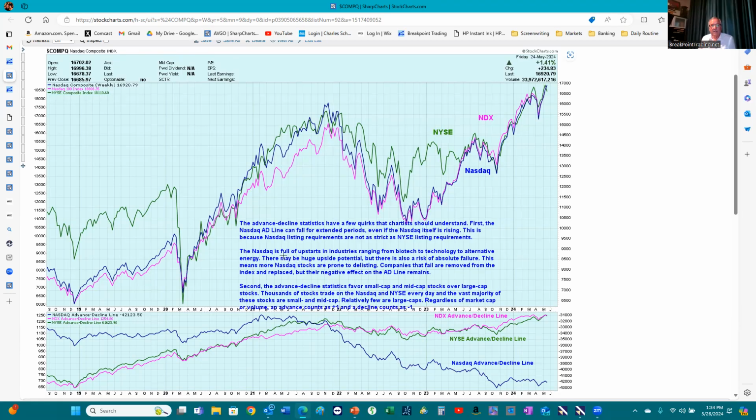However, if you understand what's in the NASDAQ, it's a lot of upstarts in industries ranging from biotech to technology to alternative energy. Huge upside potential, but there's also risk for absolute failure. This means more NASDAQ stocks are prone to delisting. Companies that fall are removed from the index and replaced, but their negative effect on the advance-decline line remains. Because the NASDAQ is made up of so many little companies that fail very often, that's why the advance-decline line appears to be going down much faster like that.